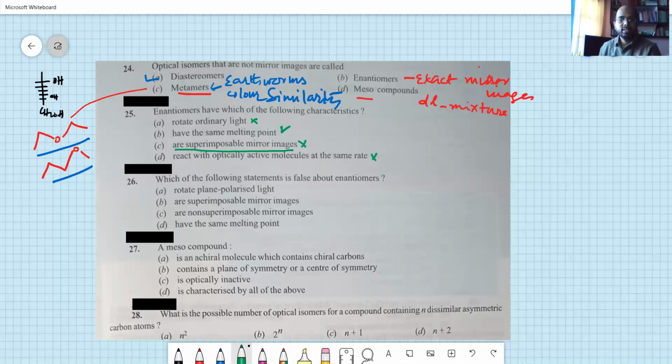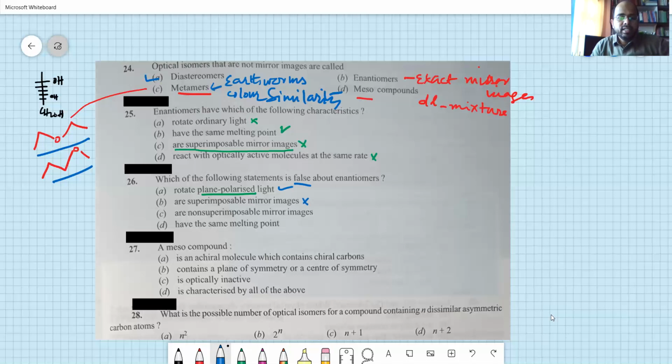So you should know that these are all very much connected with optical isomerism. Whenever the word optical isomerism is there, you have to remember the plane polarized light, which I have told you is the rotation of the polarized light in a particular direction. So they all rotate the same. It's asking which is false. So this is true and this is false. They are not superimposable. So you get the answer from there also.